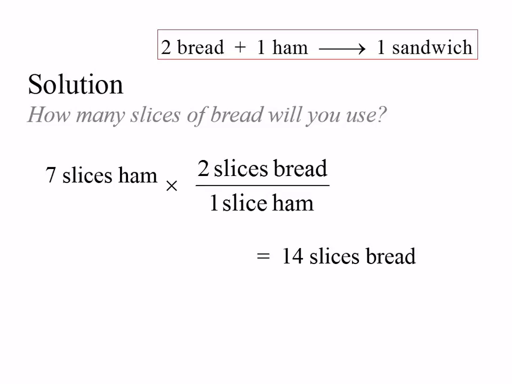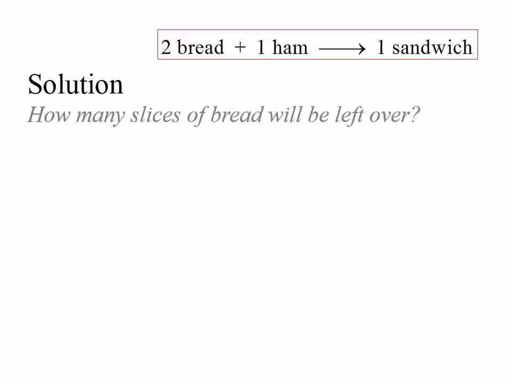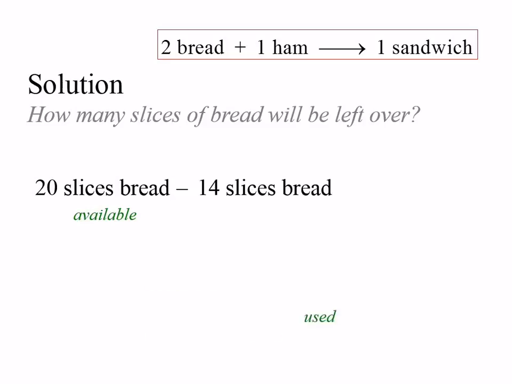And we have one more question to answer, and it will involve subtraction. Because that one more question is, we had 20 slices, we're going to use 14, so how much of the excess reactant or ingredient are we going to have left? And it just simply looks like this. 20 slices of bread minus 14 slices of bread is equal to 6 slices of bread. That's it.